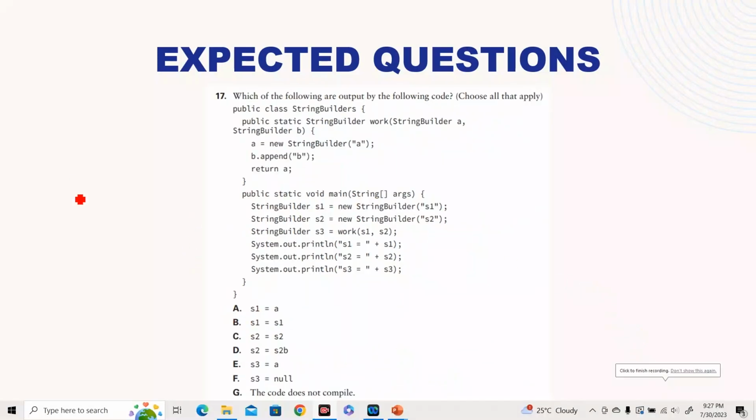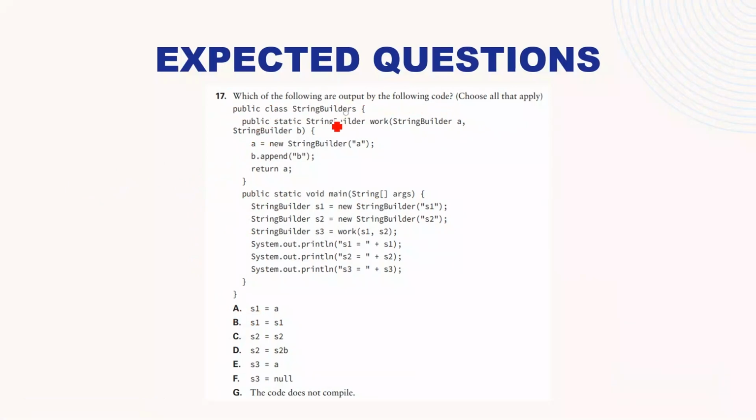Question number 17. Alright, so question number 17 says which of the following are output by the following code. It says public class StringBuilders over here, and there is this static StringBuilder work method. It's a static method which is returning a StringBuilder, and it's doing something, and it is returning the StringBuilder from over here. And then there is this main method. We are creating certain StringBuilders, and we are passing these two StringBuilders into the work method and some stuff, right? So I read through the code, and if I go through the options, I would say the correct options in this case are B, D and E.